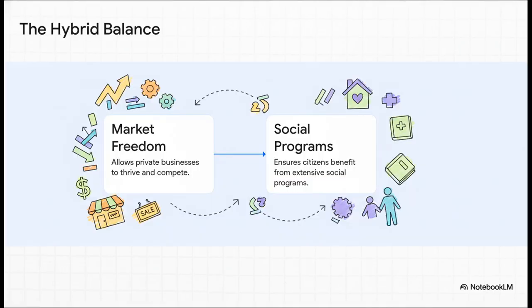So what does that balancing act look like in practice? Well, on one side, you have market freedom. Private businesses are totally encouraged to thrive, to innovate, and to compete. But on the other side, the government uses the wealth generated by that market to build a really strong social safety net. We're talking funding huge social programs for every single citizen.